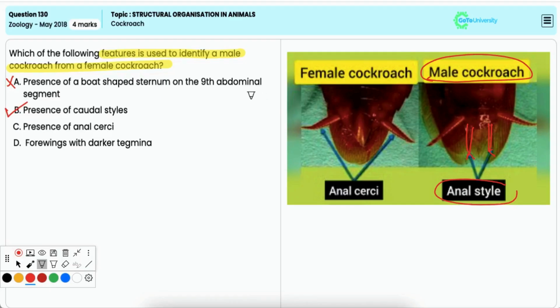Option C, presence of anal cerci. It is incorrect because both male and female cockroaches have anal cerci, which are sensory appendages located at the end of the abdomen. Option D, forewings with darker tegmina. It is also incorrect because both male and female cockroaches have forewings with darker tegmina.